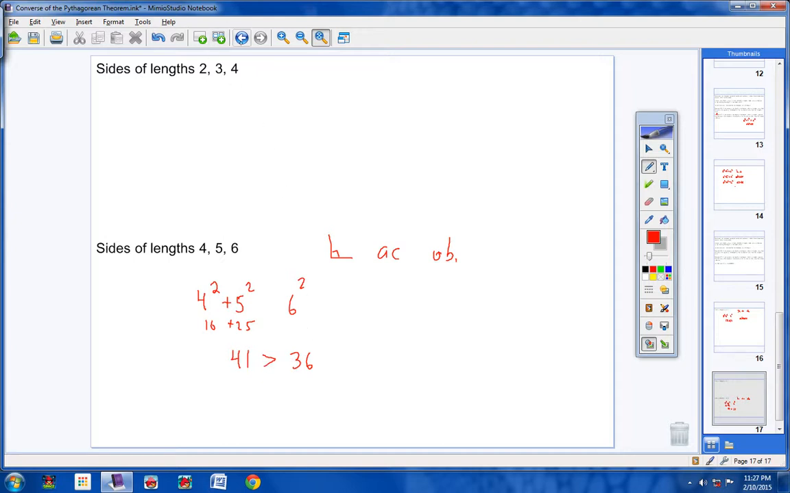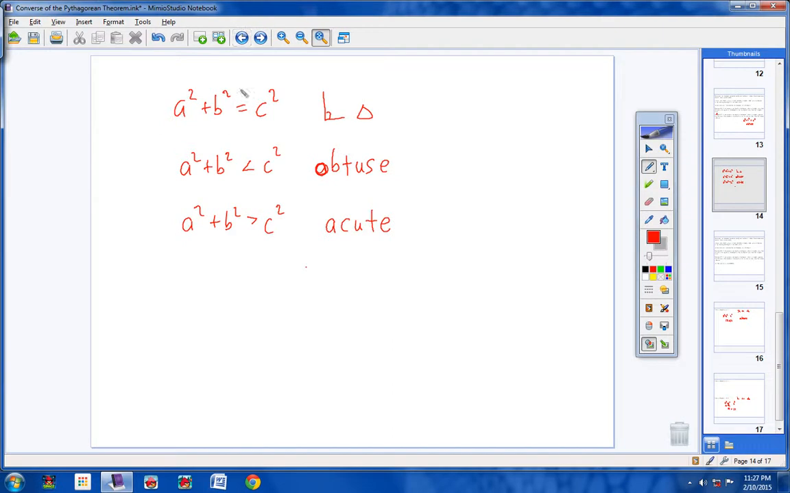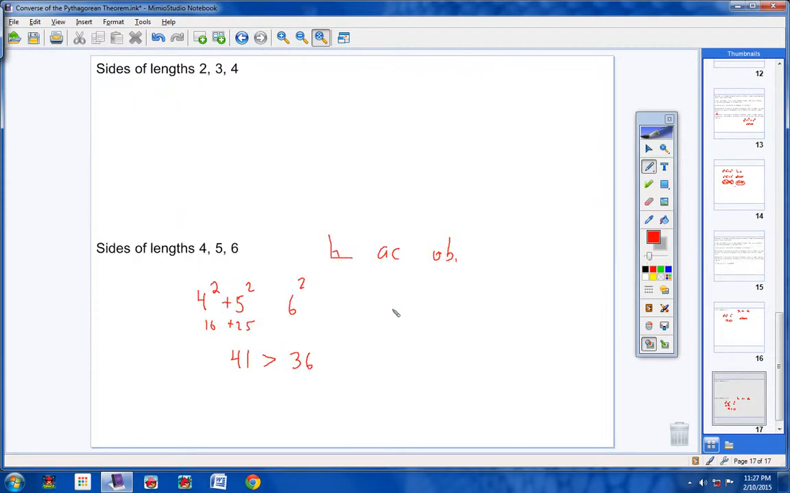So let's go back to look at our little chart here. Whenever this left side here is greater than the right side, then we have an acute triangle. So I know this triangle here is an acute triangle. That's pretty cool, guys. You did not even have to know the angles to know this was an obtuse triangle and this is an acute triangle.